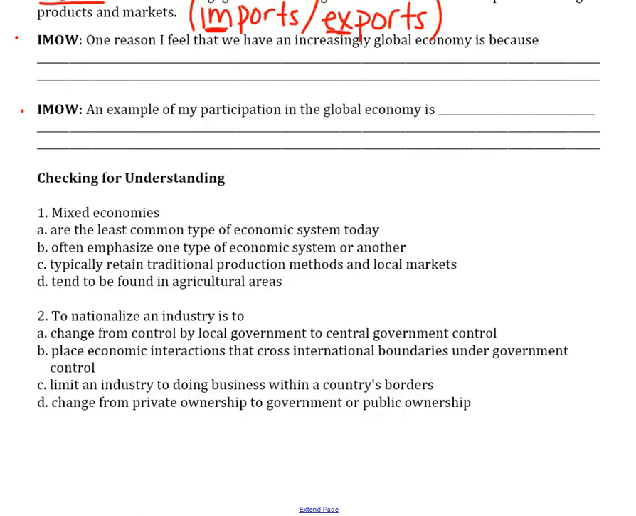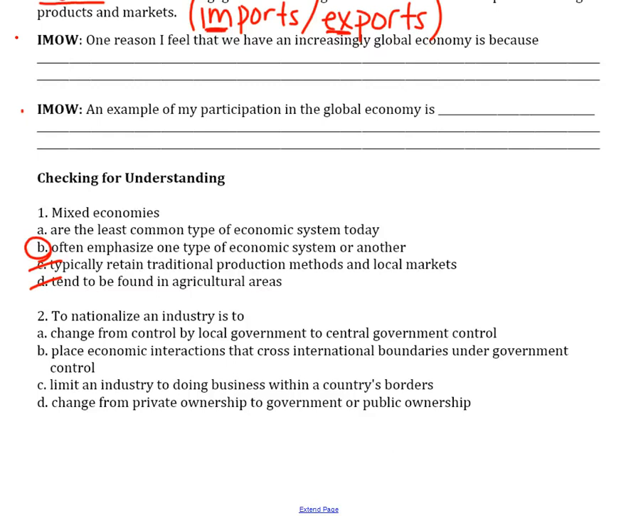Welcome back. Let's see, did you get rid of maybe D and C? And then did you choose B as your answer, often emphasize one type of economic system or another? If you look at the mixed economy that we have, some government regulations, but for the most part it's a market economy. So it does emphasize market over the command aspects of it. Let's look at number two.